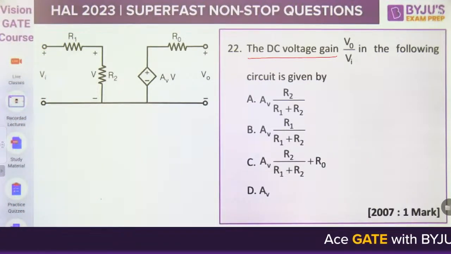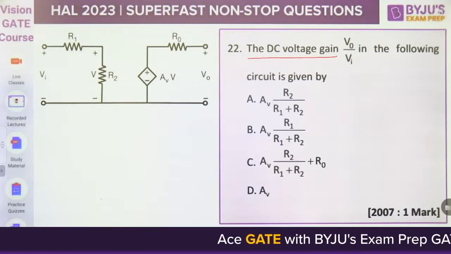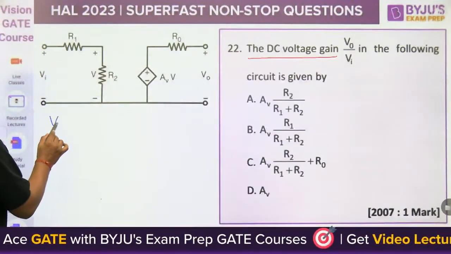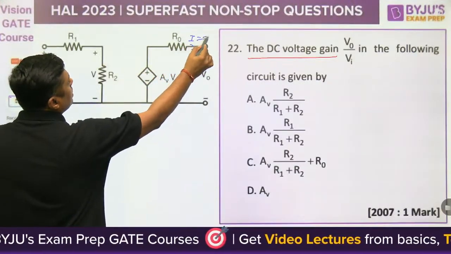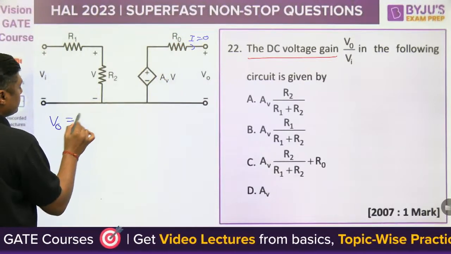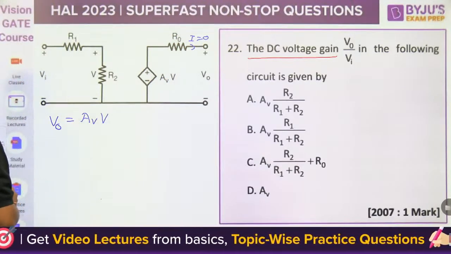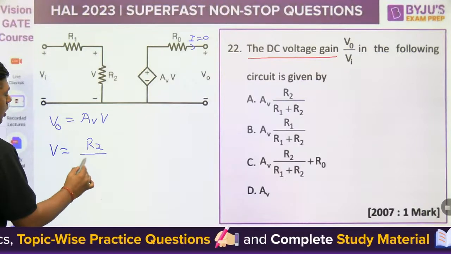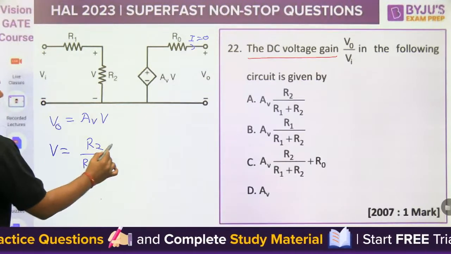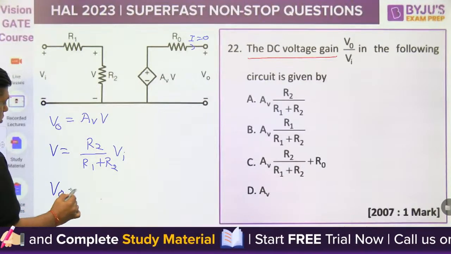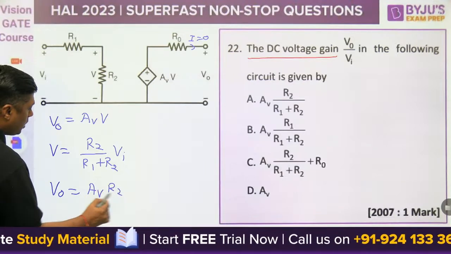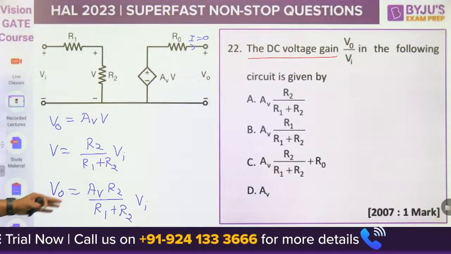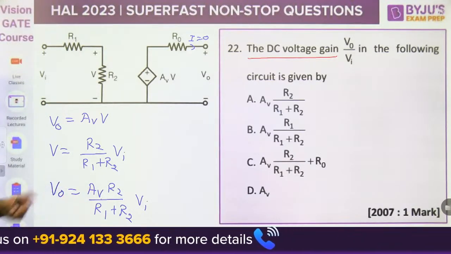Watch this. If you want V naught upon Vi, the voltage gain, then this is V naught. So what is the V naught? Since it is an open circuit, what is the current here? 0. What is the drop across R naught? 0. So it is AV. Now what is V? By the voltage division rule, R2 upon R1 plus R2 into Vi. Put here: V naught is equal to AV times R2 upon R1 plus R2 into Vi. So V naught by Vi is nothing but AV into R2 upon R1 plus R2.